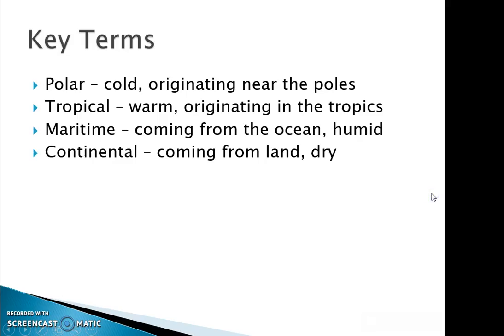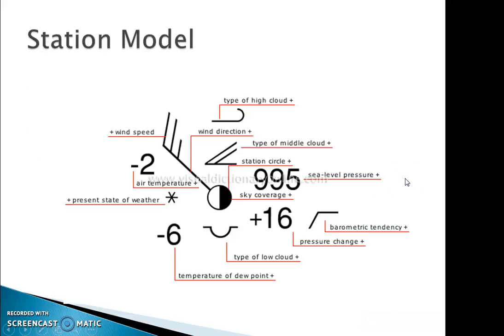Okay. Key terms, again, polar is cold. It originates near the poles. Tropical is warm. It's coming to us from the tropics. Maritime is coming from the ocean, so it's very humid. And continental is coming from land, so it's going to be very dry. Okay.